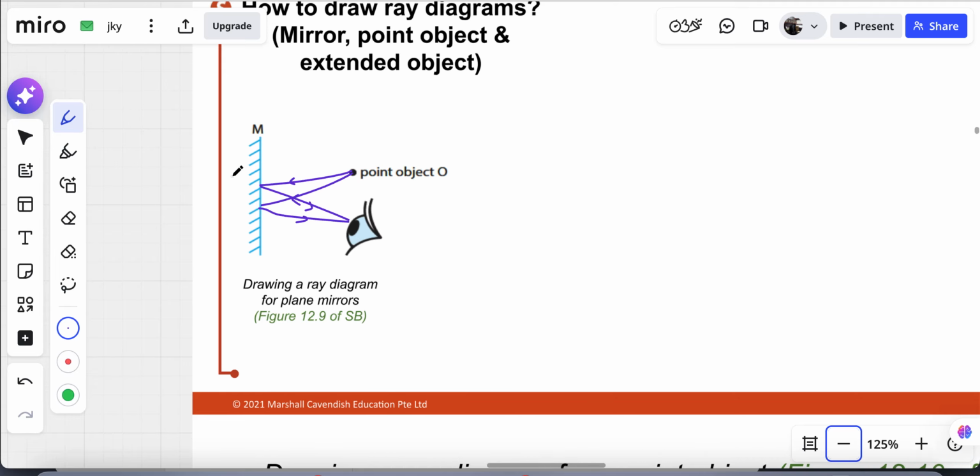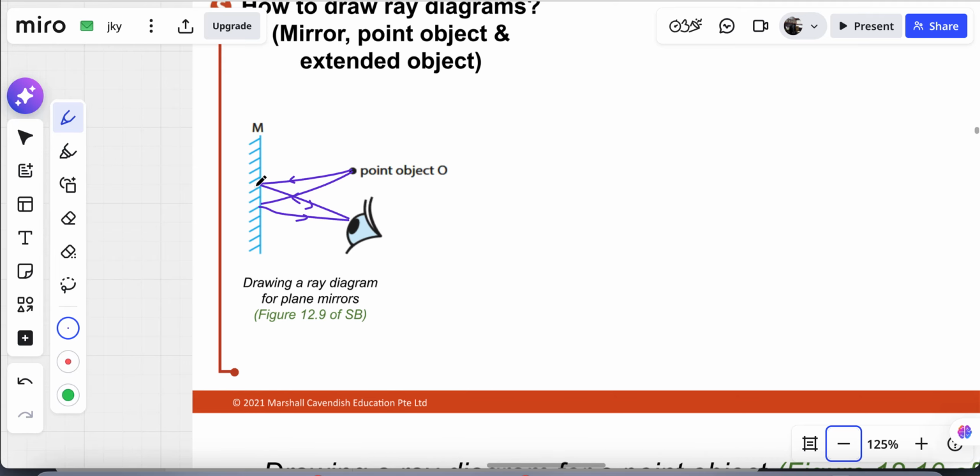Where will the image be? Behind the mirror. We show this with a broken line. Extend this with a broken line, the same distance away. Also extend this one with a broken line. So you can see this is the image I behind the mirror, whereas this is the object O in front of the mirror. So this is how the image is formed in a mirror.